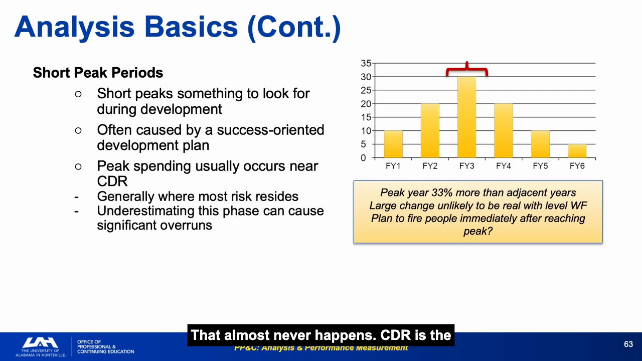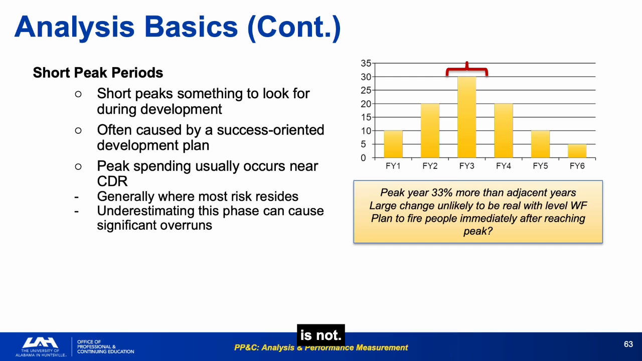That almost never happens. CDR is the high-risk moment in the life cycle. It is where design problems are discovered, rework is triggered, and integration challenges first appear. Peak costs here should be credibly sized, not minimized. Ask what is causing the peak. Workforce overlap during transition is realistic. A single year of peak labor because designers are released is not.